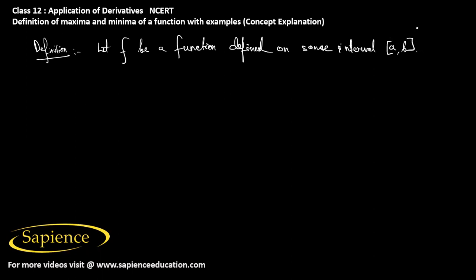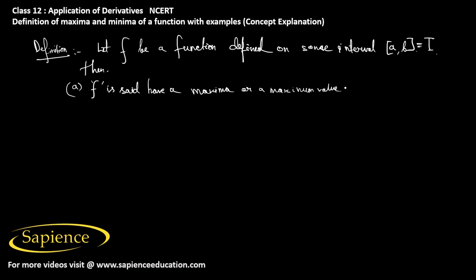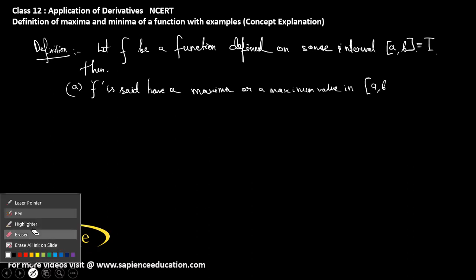And let's call this interval I. Then we say that f is said to have a maximum value, or maxima, in the closed interval a to b, which we can call I, in that interval I.